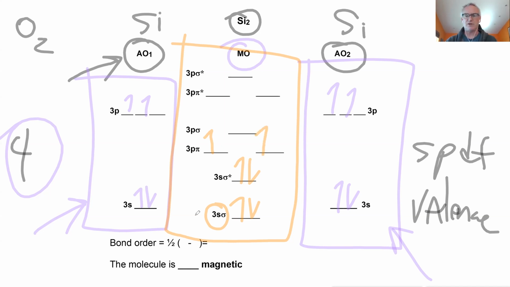So I have 2 left. So where do the next 2 go? You put the down arrow or negative spin on the left orbital and then the right orbital. Right. And then that's my 8. Then I'm done. So then basically now, what is our bond order going to be?